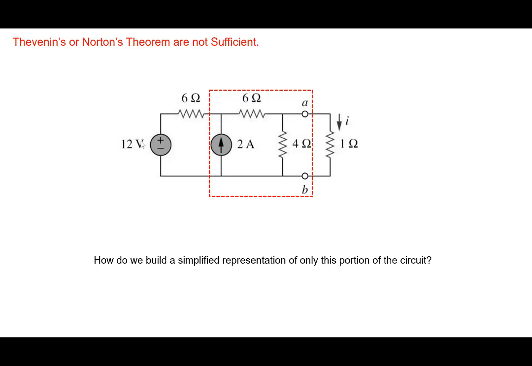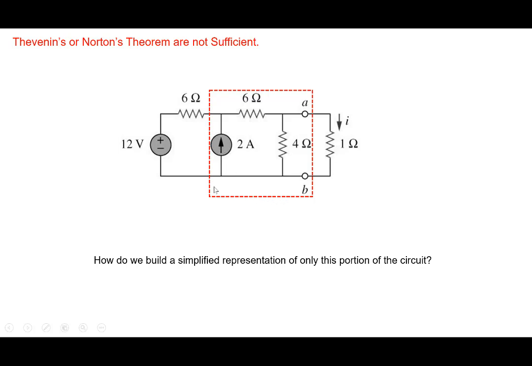So the idea is that we need to build a simplified representation, just like we built in Norton's or Thevenin's equivalent. We need to build a simplified representation for portions of a circuit which consist of more than one port. So this is one side of the circuit here, one port here, and then this is another side of the circuit here, another port here. So more than one port is present here, and we'll look at specifically a two-port circuit here.